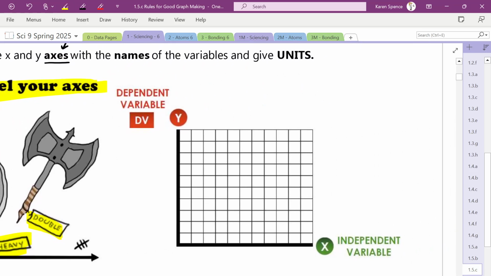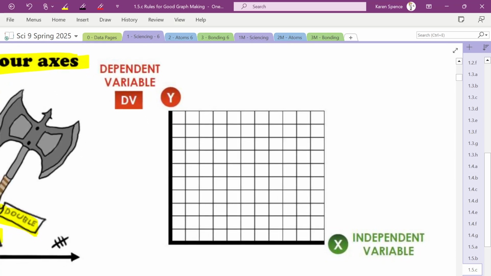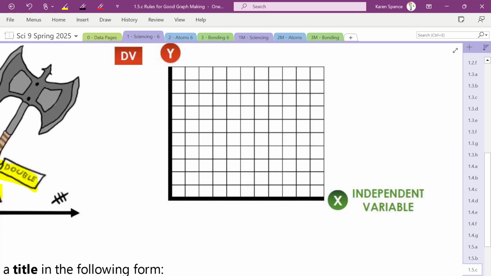All right. So what we're going to do is on our x-axis, we're going to label the axis with the independent variable. So we're going to say, what is my independent variable? My independent variable is time. So we're going to put time.